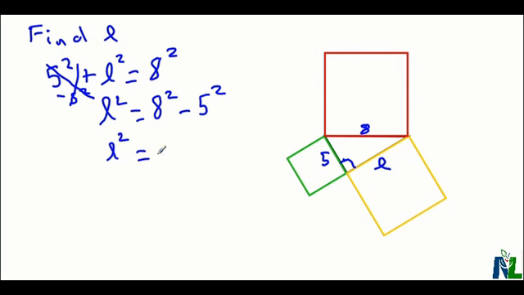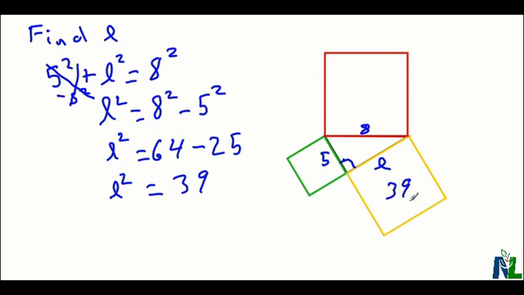So L squared, 8 squared is 8 times 8, or 64. And 5 squared is 25. So, subtracting those, 64 minus 25 is 39. So, I have L squared equals 39. So what I have found here is the area here, okay? I know that this is 39 units squared, okay? So I'll just say unit squared because I never really assigned a unit to this one.